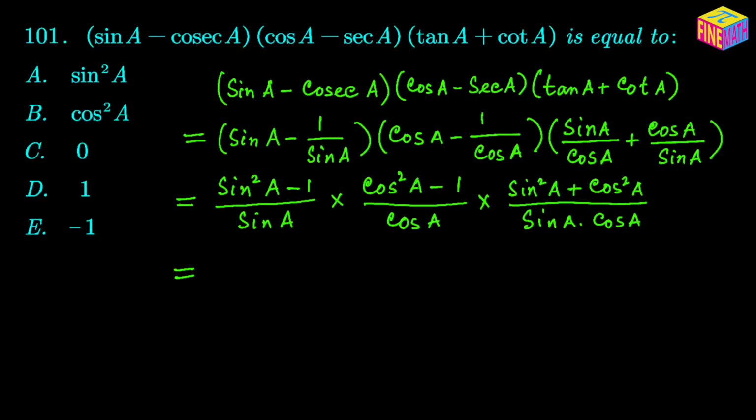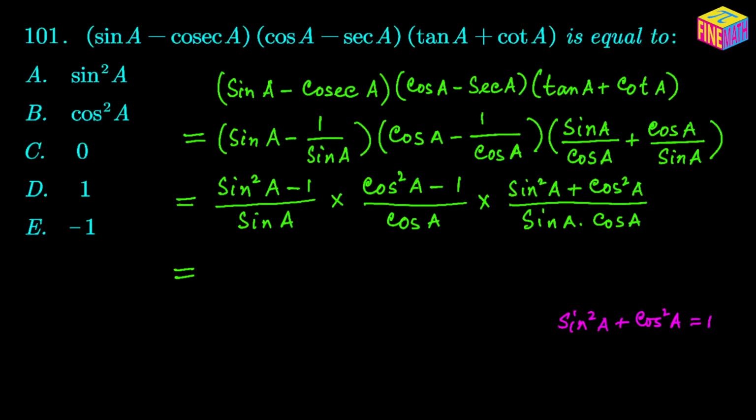Now sine squared of A minus 1 can be written as negative cosine squared of A, because we know the Pythagorean identity which says sine squared of A plus cosine squared of A is equal to 1. And now if I bring the 1 to the left hand side and cosine squared A to the right hand side, sine squared of A minus 1 will be equal to negative cosine squared of A.